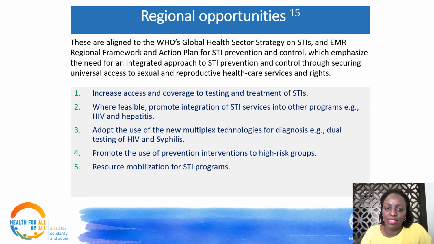1, there's need to increase access and coverage to testing and treatment of STIs. 2, where feasible, promote integration of STI services into other programs such as HIV and hepatitis. 3, adopt and use new multiplex technologies for diagnosis, such as the dual testing for HIV and syphilis. 4, promote the use of prevention interventions among the high-risk groups. And then lastly, resource mobilization for STI programs.